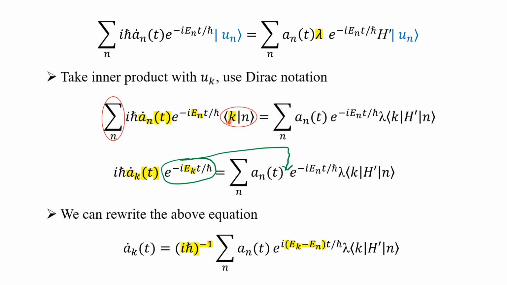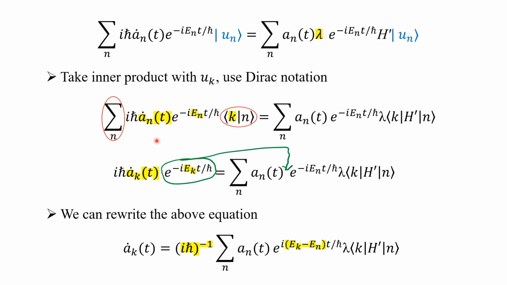Here, except k and n, all other things are constant, so I have taken them out. Here it is not like that. H prime is an operator, so you cannot take it out. So here, when you take the inner product, it will become bra k, H prime, ket n.